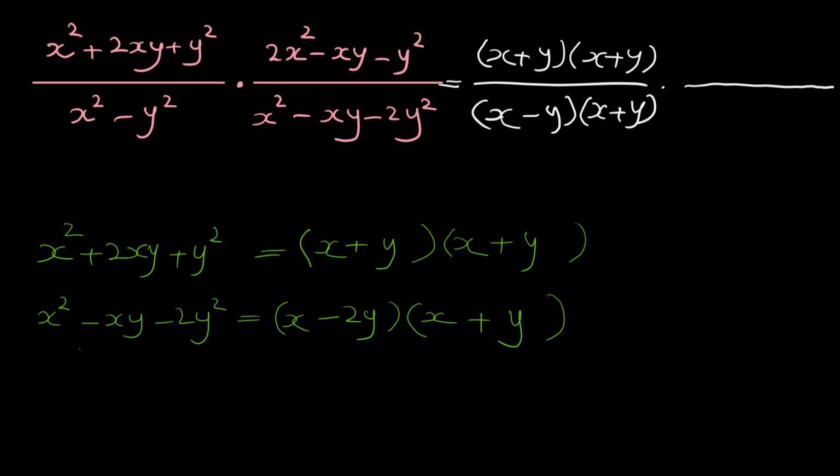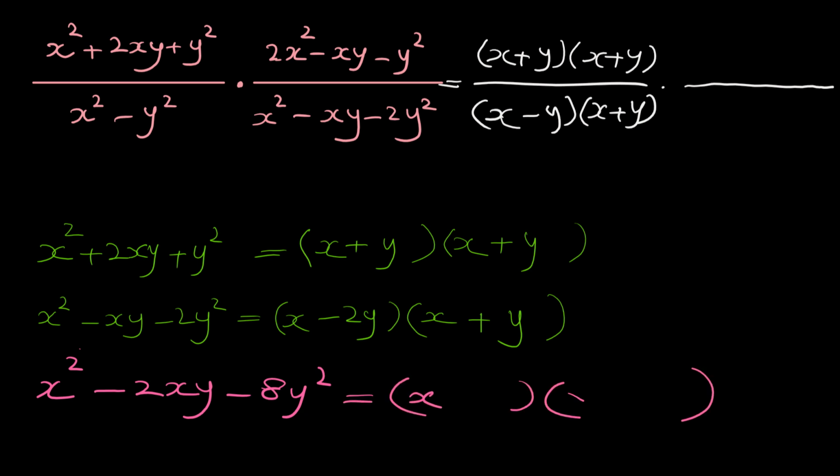Let me show you an extra example here that can help you to understand what's going on. Suppose we want to factor x squared minus 2xy minus 8y squared. Here what we have to do, we put x here, then we look for two terms whose product is negative 8y squared.